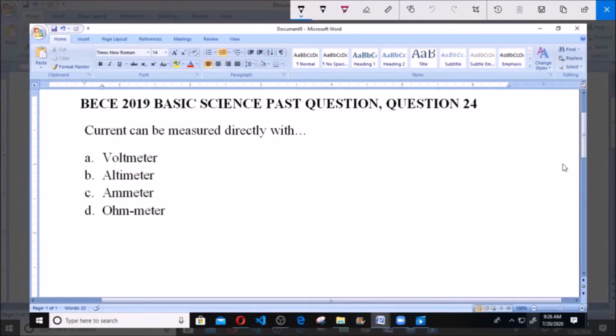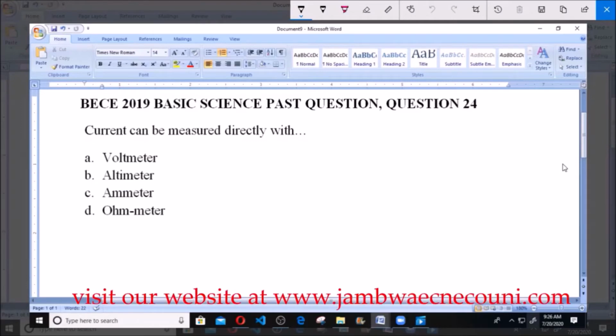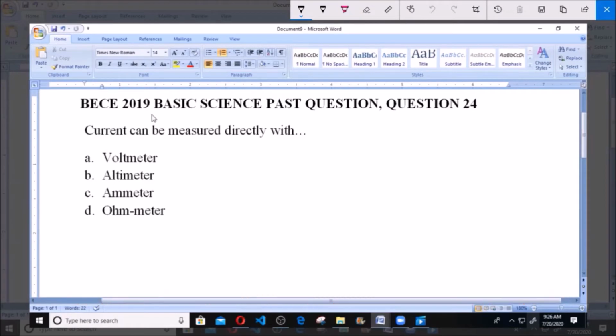BECE 2019 Basic Science Past Question 24. Currents can be measured directly with A. Voltmeter, B. Altimeter, C. Ammeter, and D. Ohm meter.